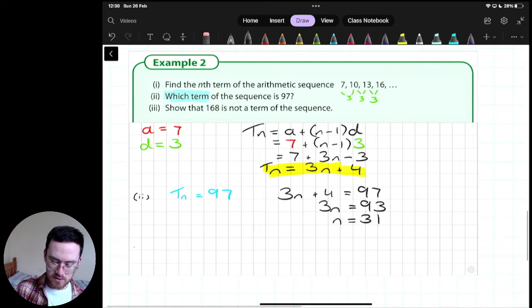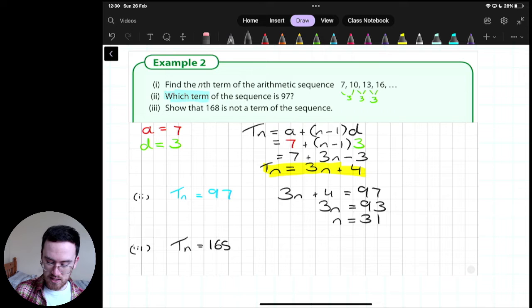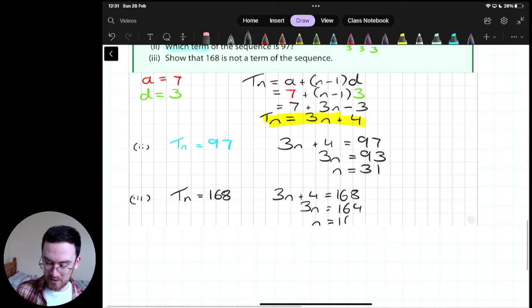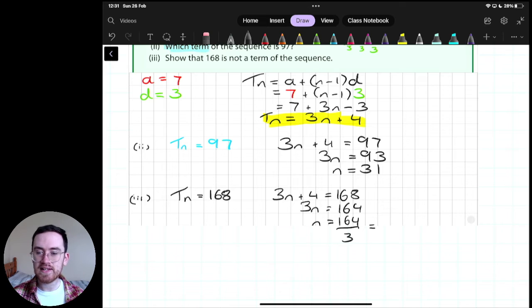For part 3, we need to show that 168 is not a term of the sequence. So again, we'll approach it the same way. Tn is equal to 168. So 3n plus 4 is equal to 168. 3n is 164. And we get then that n is 164 divided by 3. If we try that on our calculator, what we'll find is that we don't get a nice even number.